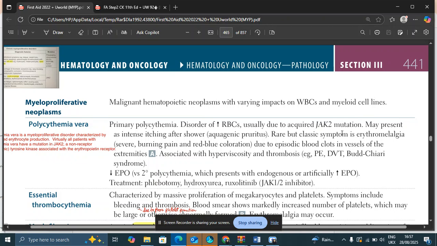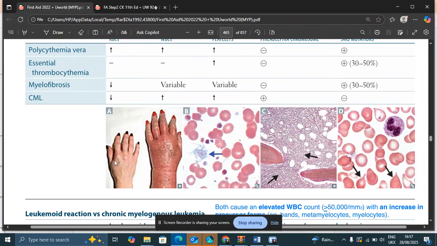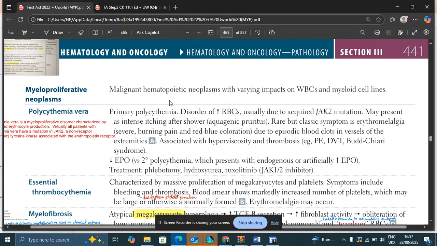And second is erythromelalgia, that is severe burning pain and red-blue discoloration due to episodic blood clots in the vessels of the extremities. Okay, look at this image A. This is erythromelalgia. This is the normal hand, and look at this hand because of increased hematocrit. And splenomegaly is also a classic finding of polycythemia vera.